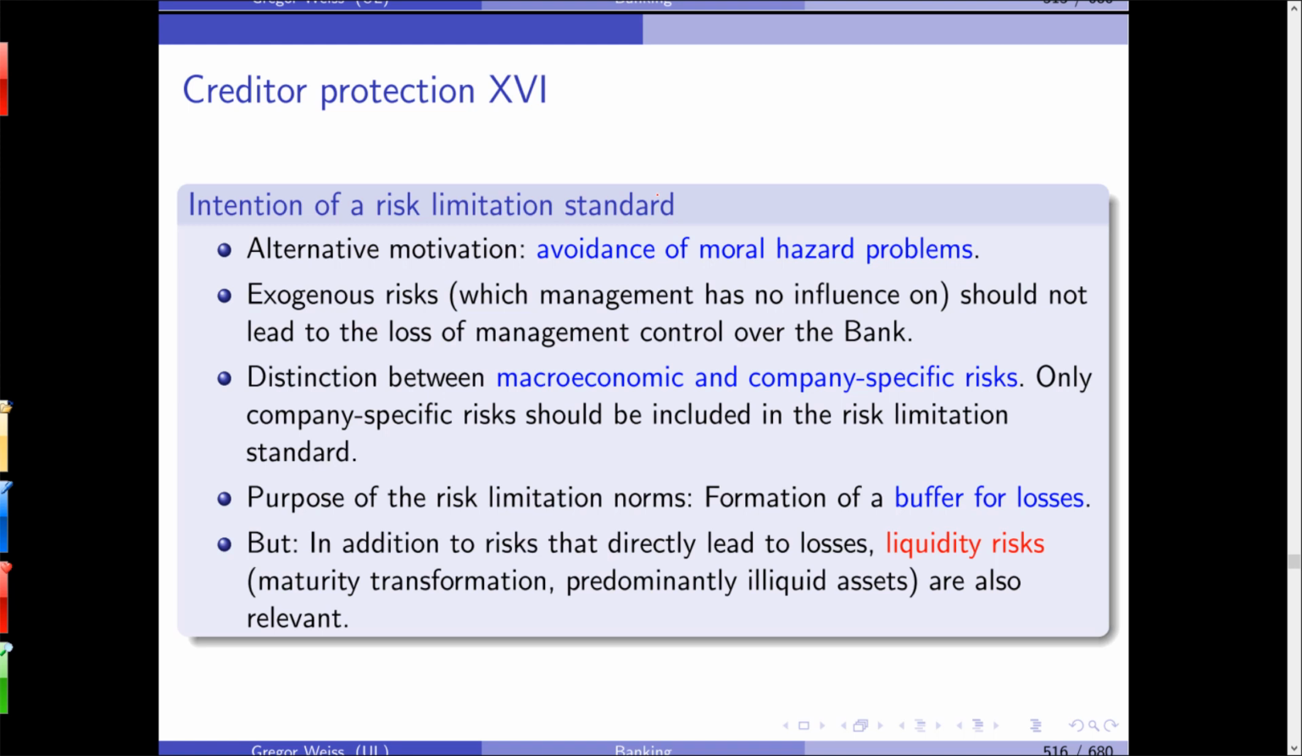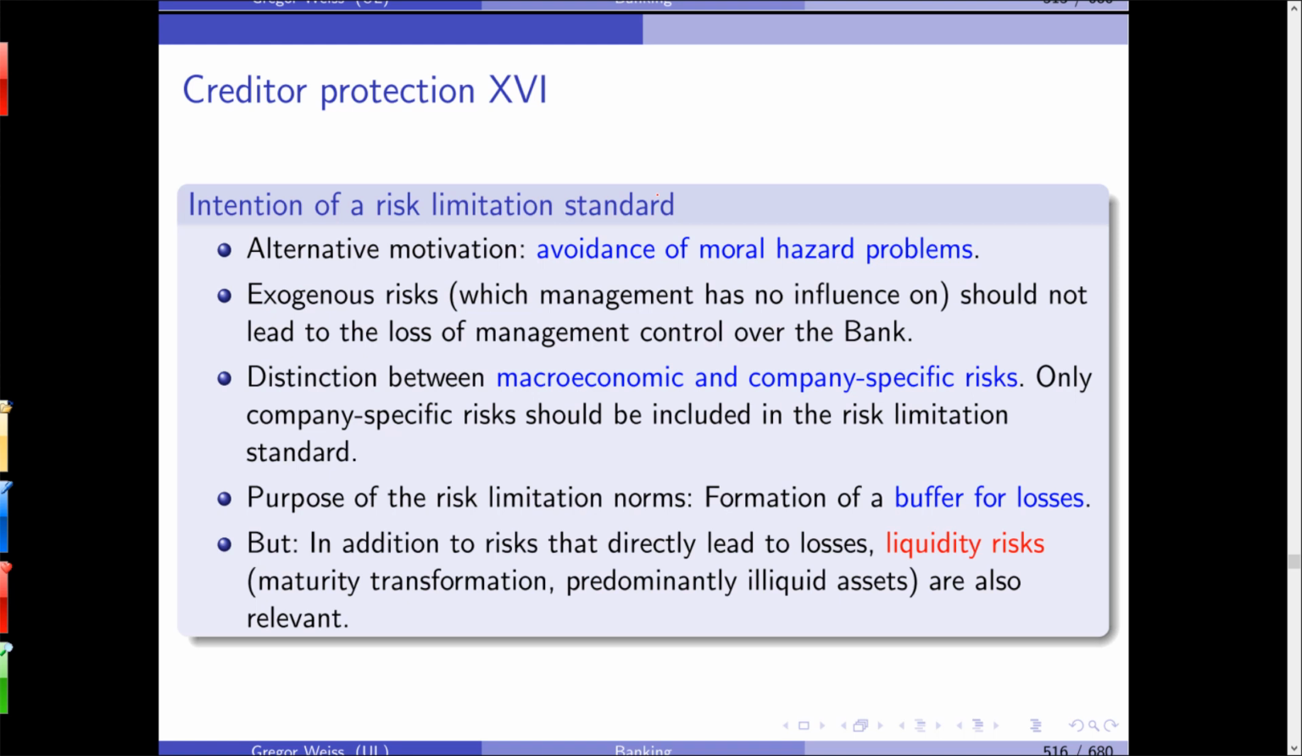What is the intention of a risk limitation standard? Well, the alternative motivation is you want to avoid moral hazard problems. You want to avoid moral hazard problems, so exogenous risk should not lead to the loss of management control over the bank. And again, we can make a distinction between macroeconomic and idiosyncratic or company-specific risks. And only company-specific risks should be included in our risk limitation standard or in our capital requirements.